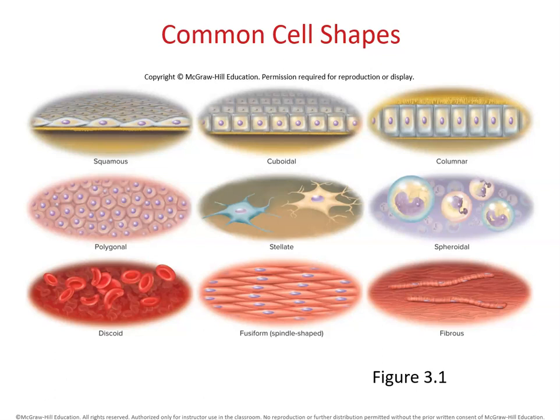Spheroidal cells are sphere-shaped. They look kind of like a globe. Discoid cells, these are things like red blood cells. They have a disc shape. Fusiform are long and narrow and tapered at the ends. And then fibrous are going to be very long and narrow and more cylinder shaped, without the tapering that we see in the fusiform cells.